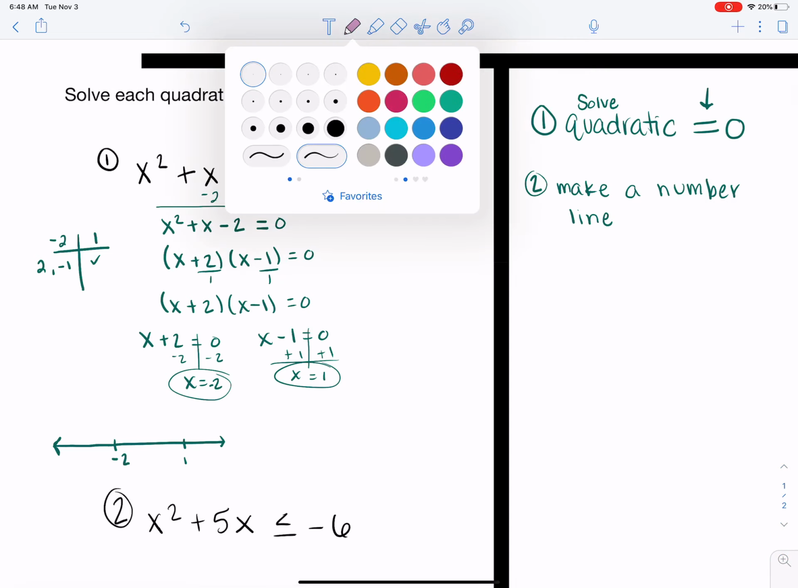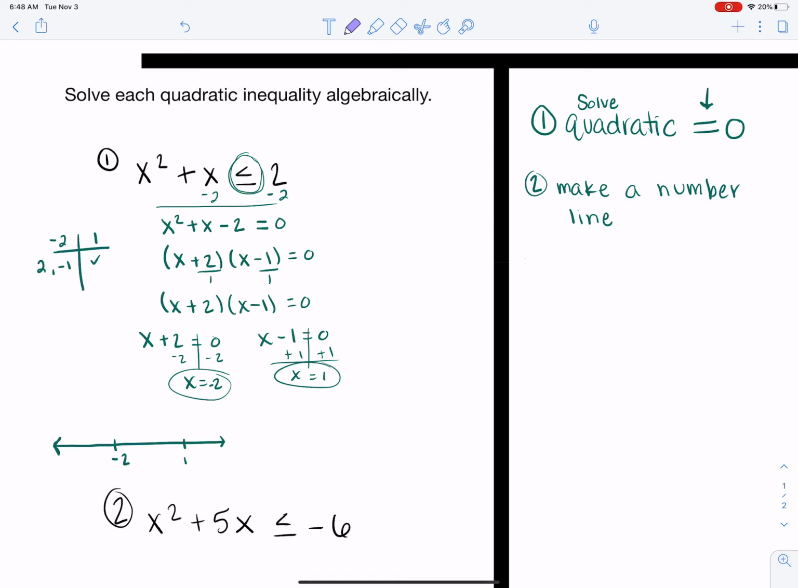Now, step 3, I'm going to do in a different color. Step 3, we're going to choose and test other numbers. Okay? We're not going to test -2 and 1 because we know that those make the inequality equal. Because our inequality has a line underneath, we know we're going to include those in our answers, but we need to choose other numbers to figure out which direction this number line should shade.